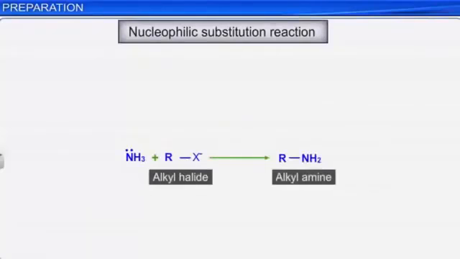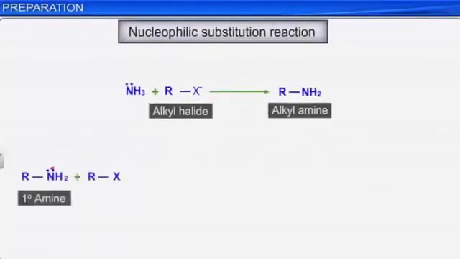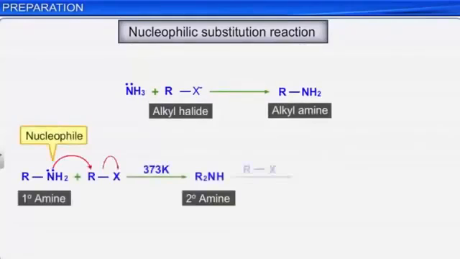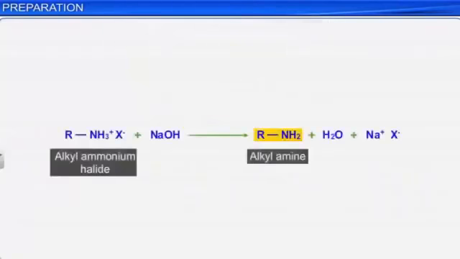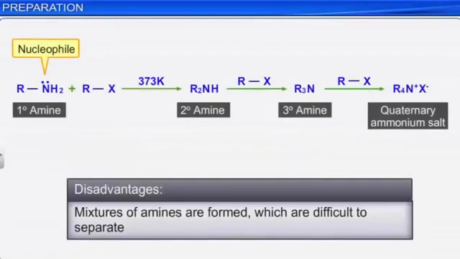The primary amine thus obtained acts as a nucleophile and reacts further with more of the alkyl halide to form secondary and tertiary amines as well as a quaternary ammonium salt. The free amine can be obtained from the ammonium salt on treatment with a strong base, such as sodium hydroxide. Ammonolysis has the disadvantage of yielding a mixture of primary, secondary, and tertiary amines besides a quaternary ammonium salt, which is difficult to separate.